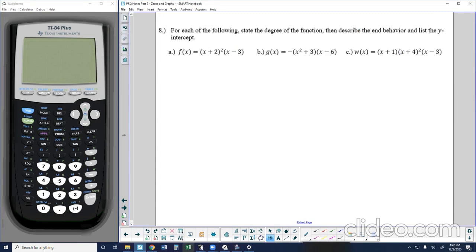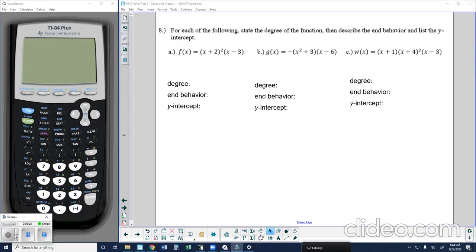Now, let's go ahead and take a look at 8. It says, for each of the following, state the degree of the function, then describe the end behavior and list the Y-intercept. So we need to find the degree, we need to talk about the end behavior, and we need to list the Y-intercept. The degree of a function can be found by finding the multiplicity of each linear factor and adding that together. So for 8a, f of x, x plus 2, this linear factor occurs twice because it's squared. X minus 3, this linear factor occurs once because it's to the first power. So the degree for this function would be 3.